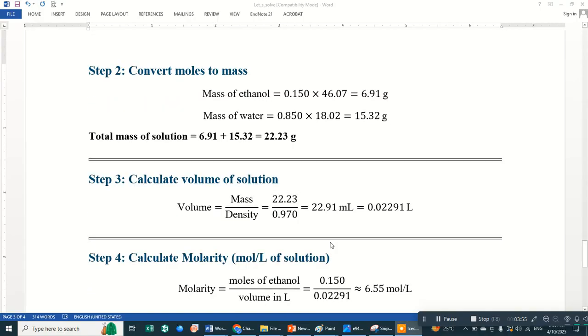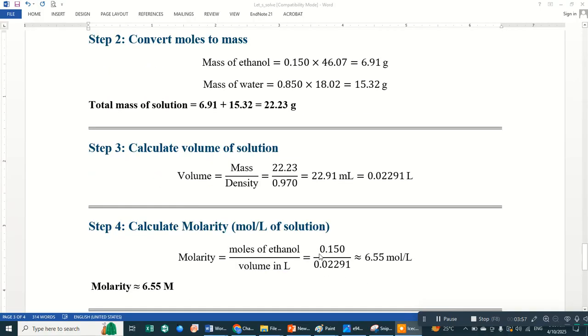We use this volume of the solution to calculate the molarity. The number of moles is already given as the mole fraction, and we divide it by the volume of the solution. The molarity is 6.55 mole per liter. It means that 0.15 mole fraction of ethanol, when changed into molarity, is a 6.55 molar solution of the given vodka solution.